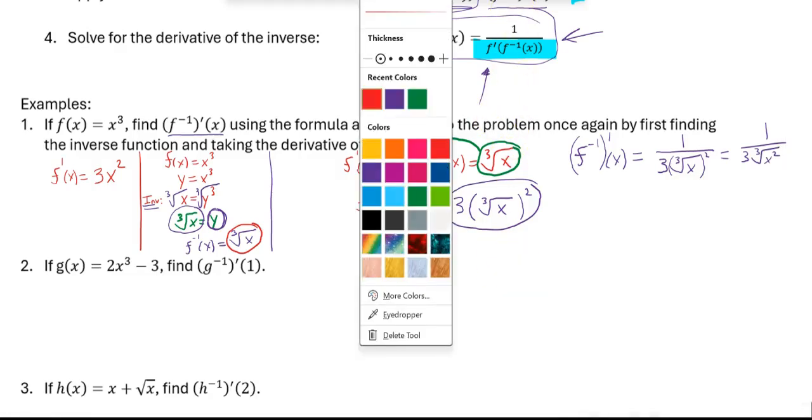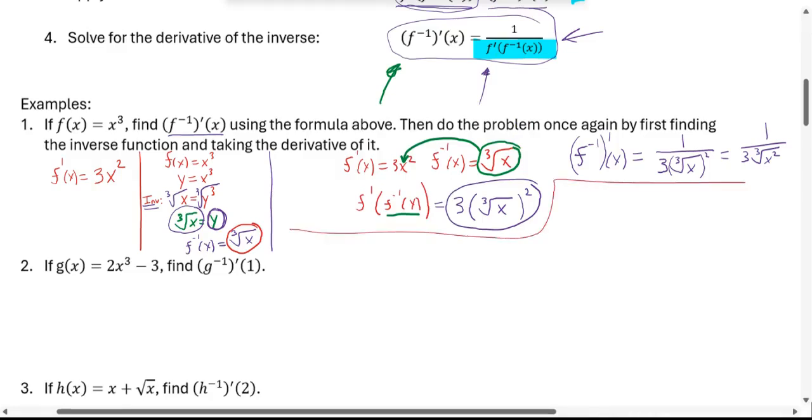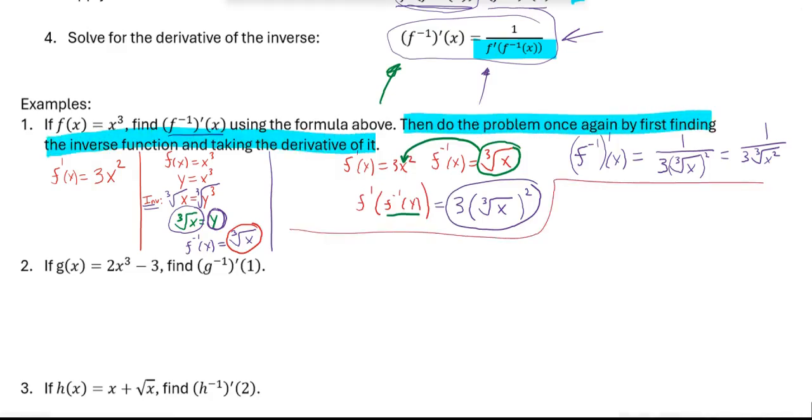Now, we want to do this a second time, so it did ask us to do it. It says, then do the problem once again by finding the inverse function and then taking the derivative of it. Well, we already found the inverse function here. What if we just took the derivative from there? So let's try it that way. If f inverse of x is the cube root of x, and we can write that as the 1/3 power, then the derivative of that function, we could just use the power rule. You might be thinking, why didn't we do this earlier? Oh, you'll see as we go on.